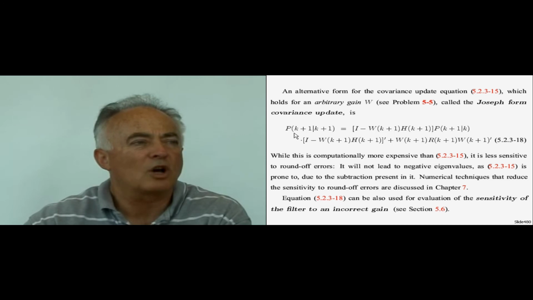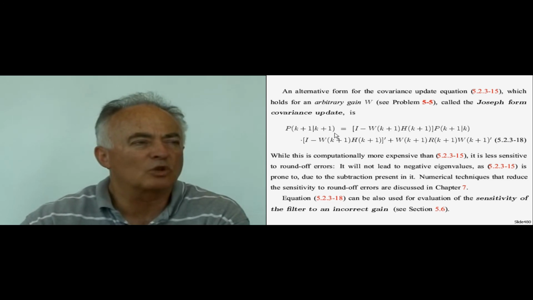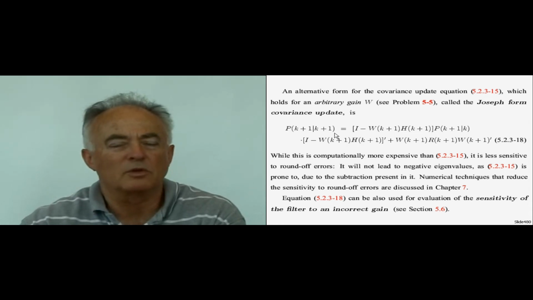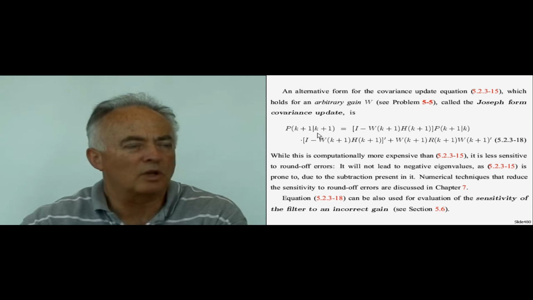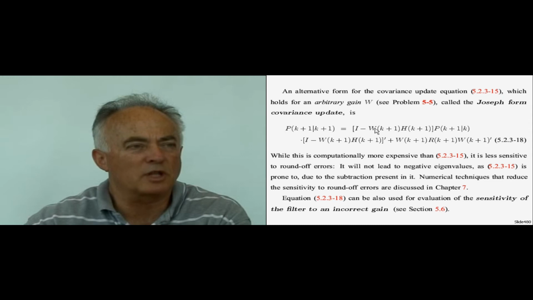The updated state covariance is really not covariance, it's mean square error, because now it's not optimum, but it's still a valid quantity. It is I minus W k plus 1 H k plus 1 times P k plus 1 given k. So here's the prediction covariance multiplied on the left by I minus WH, on the right by I minus WH transpose, plus W R W transpose.